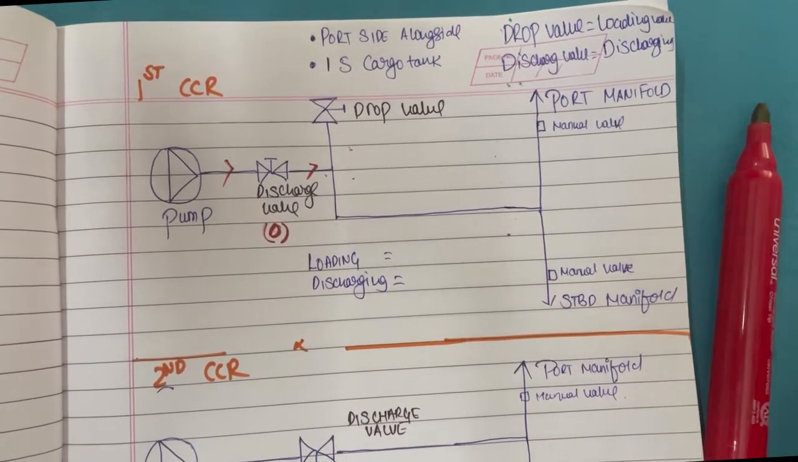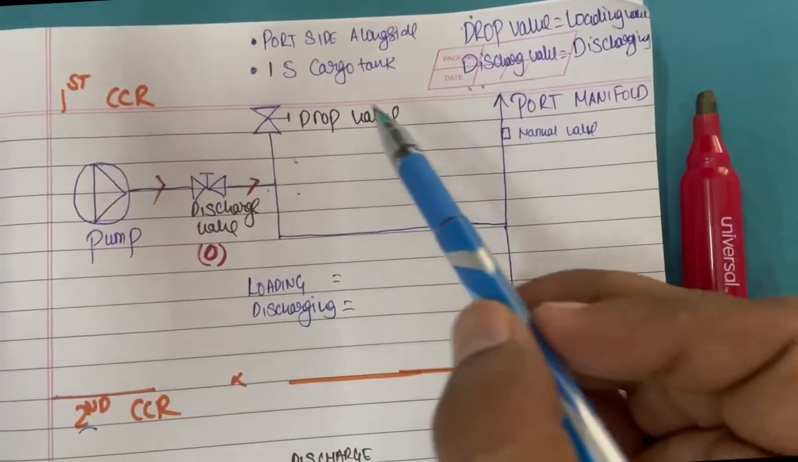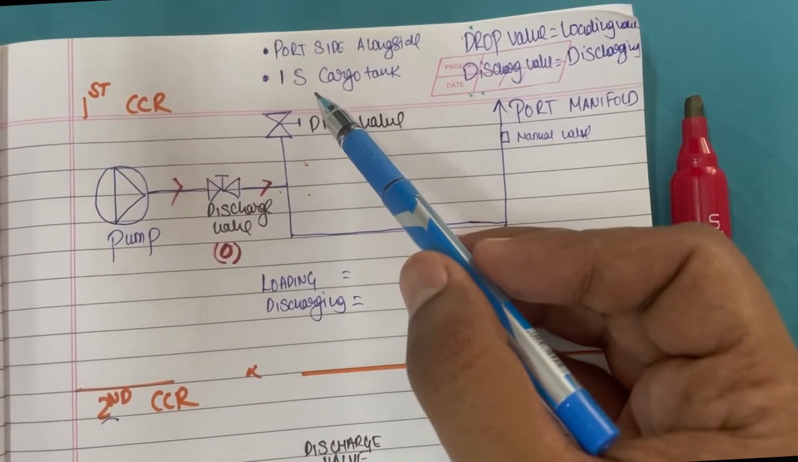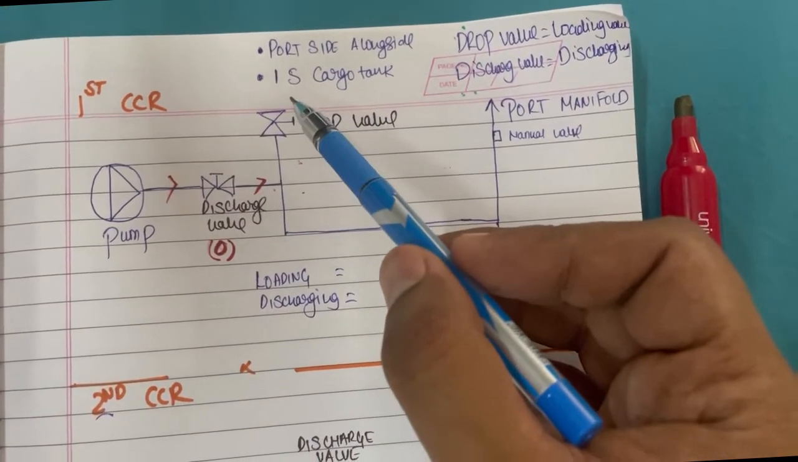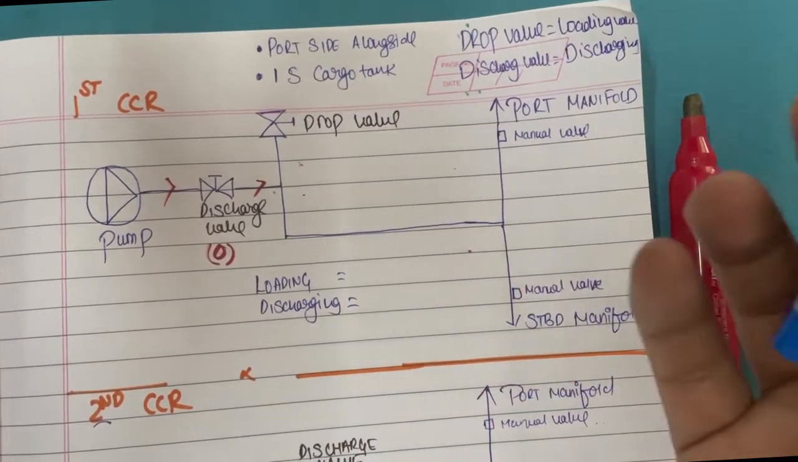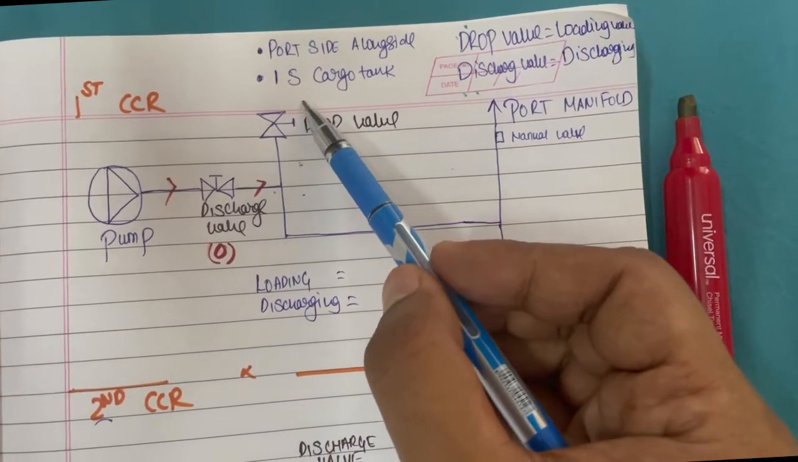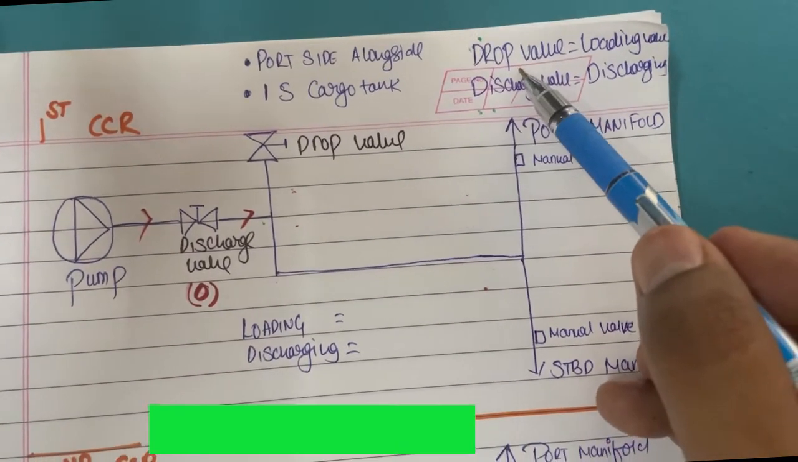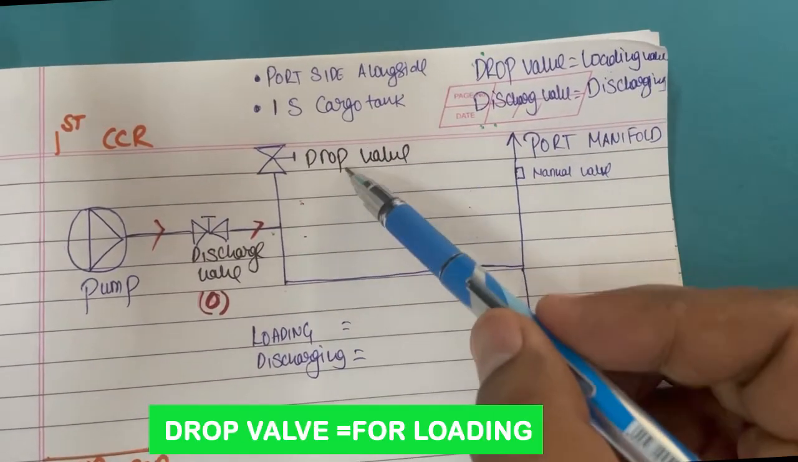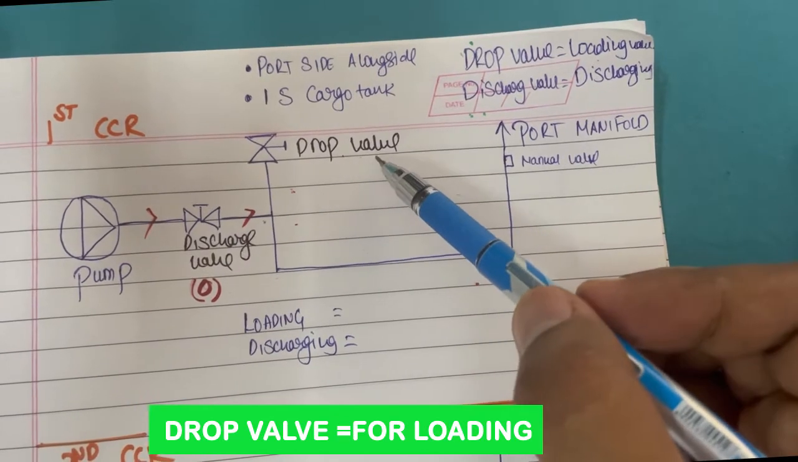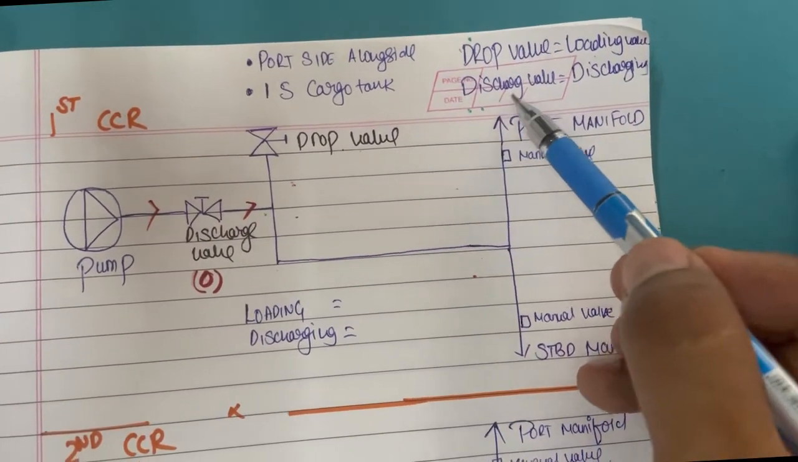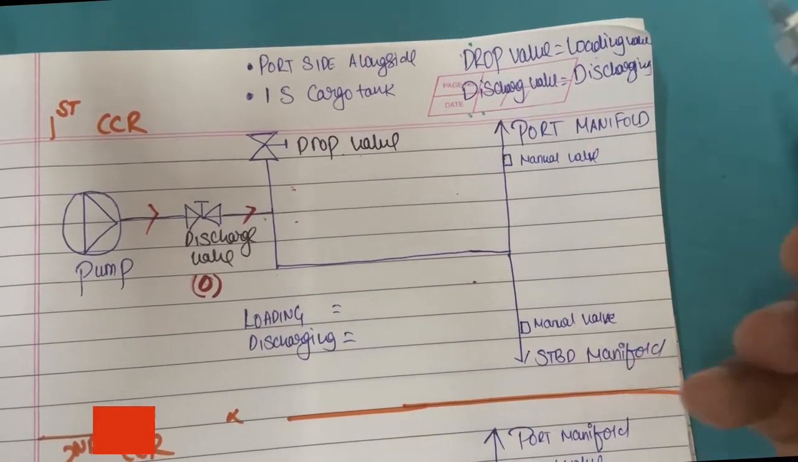So for simplification, we will assume that we are port side alongside. We are using a single tank. This is one starboard cargo tank. Just for example, you can assume any tank, but for this example we have assumed that this is one starboard cargo tank. Before starting, I would like to tell you that the meaning of drop valve is loading valve, or the valve which is used to load. Then the discharge valve is for discharging.